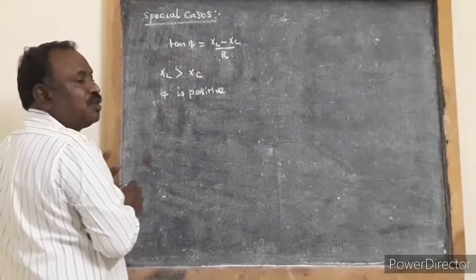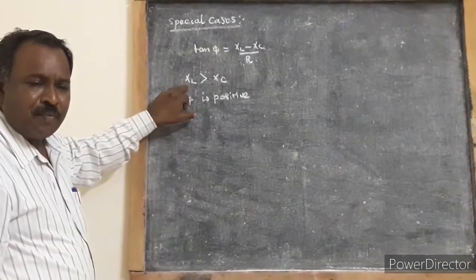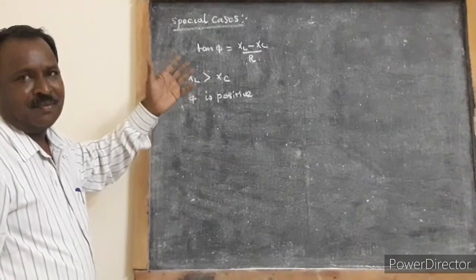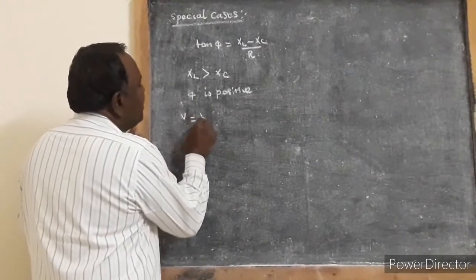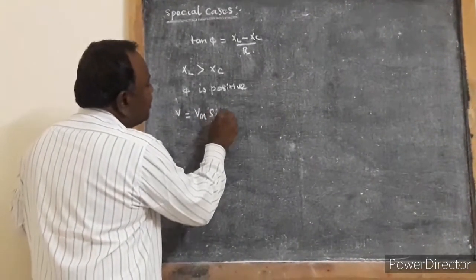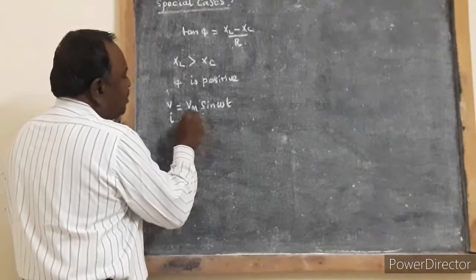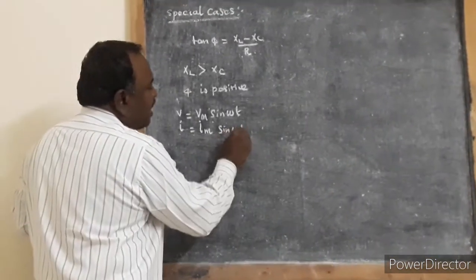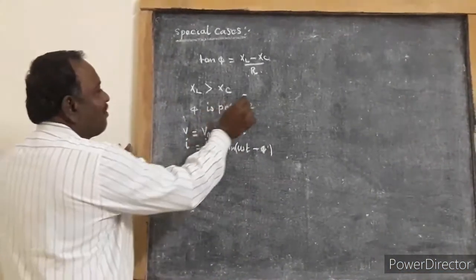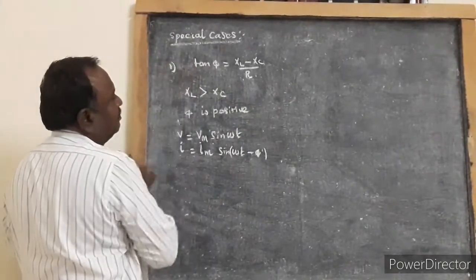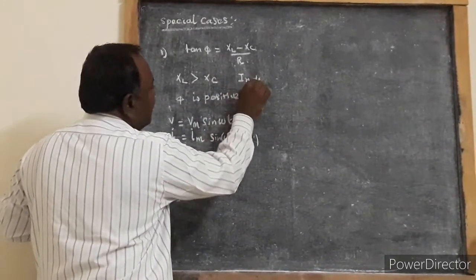Then the circuit is said to be inductive. If the circuit is inductive, the voltage will lead the current, or the current will lag the voltage. The corresponding voltage is given by V is equal to Vm sin omega t, and the corresponding current is given by I is equal to Im sin (omega t minus phi). This is case 1. When XL is greater than XC, the circuit is inductive.